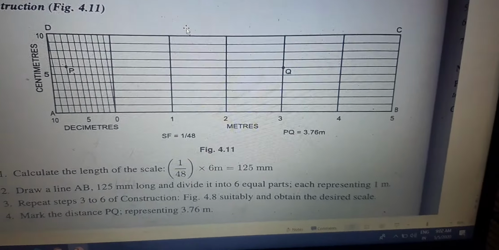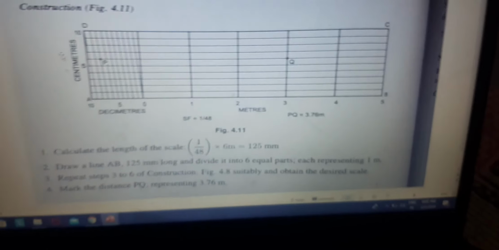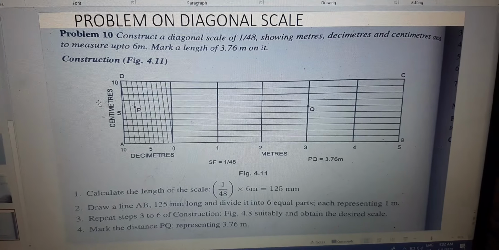After completing this scale, below the scale you need to write the scale factor as it is given, 1 by 48, and towards the right side of this rectangular scale, at the bottom right, you need to write meters, not in the middle. As it is used to measure 3 consecutive units, the first primary unit is meters, that you need to write at the bottom right of the scale. Next, the secondary unit is decimeters, that you need to write at the bottom left of the rectangle. And next, the tertiary unit, meaning the third unit, centimeters, that you need to write like this. So in this way you need to solve the problem.